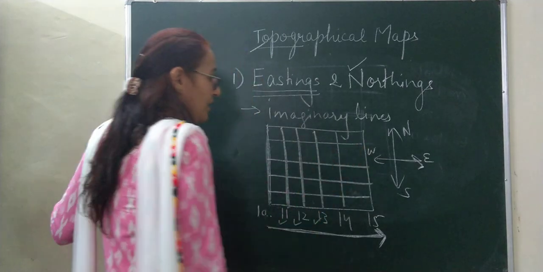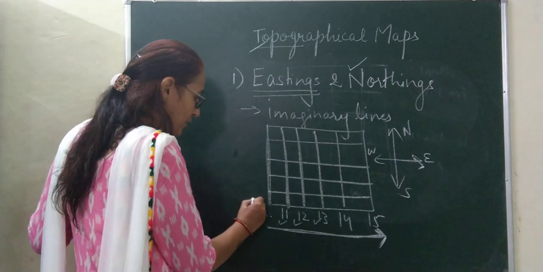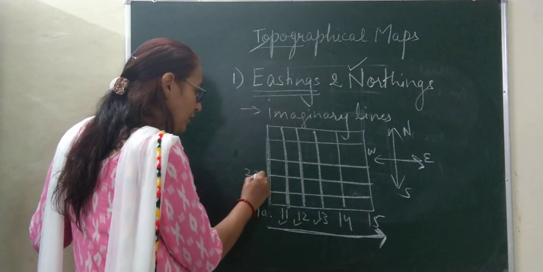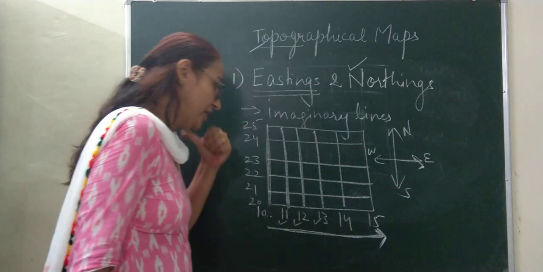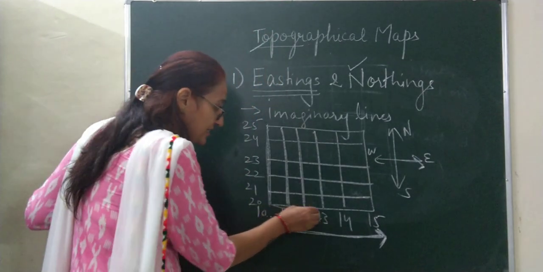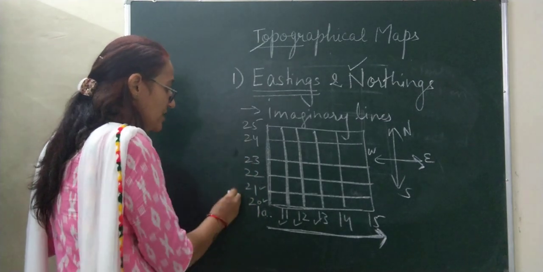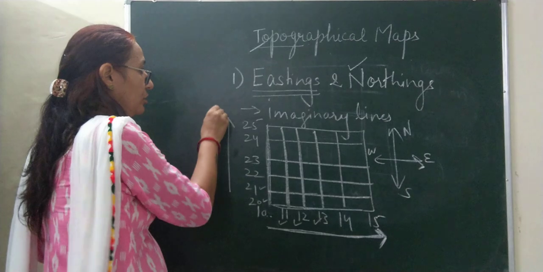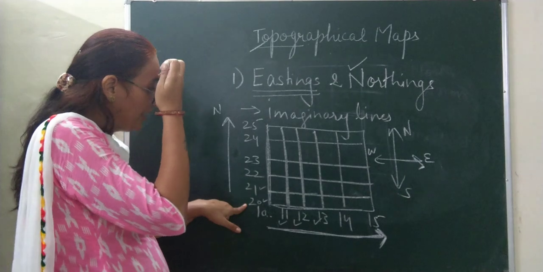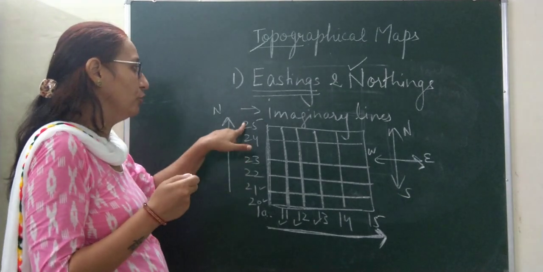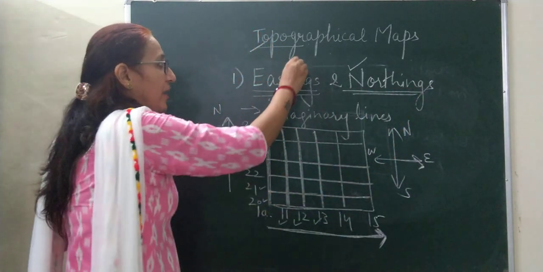And these sleeping lines are also indicated with numbers, like here we can say 20, 21, 22, 23, 24, 25. So here you can see these sleeping lines are indicated with these numbers, and the value increases toward the north. So what we call these sleeping lines, indicated with 20, 21, 22, 23, 24, 25, these are called northings.